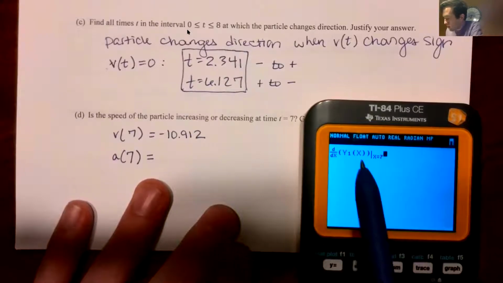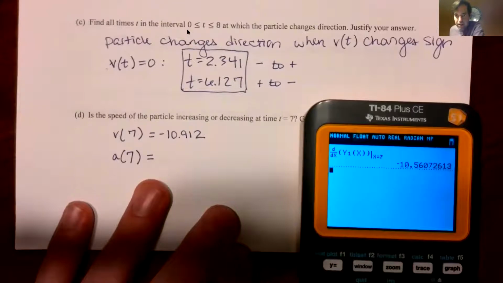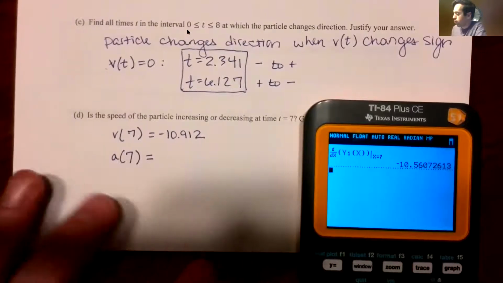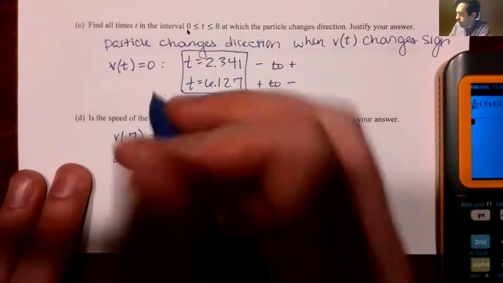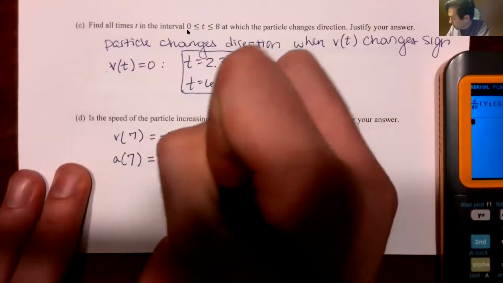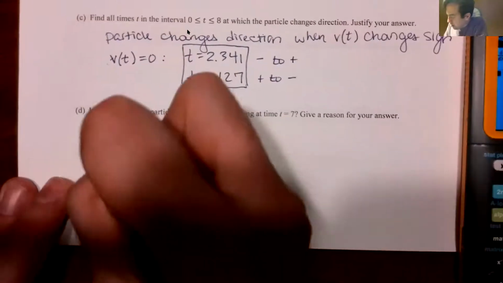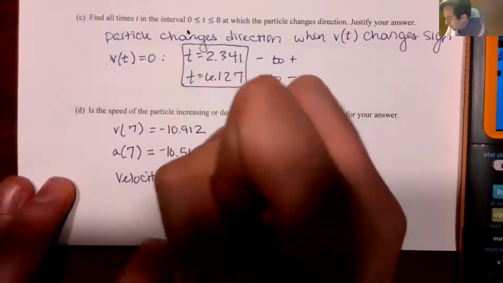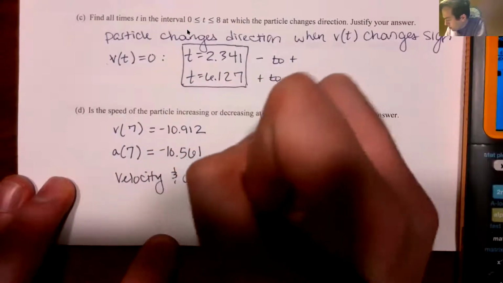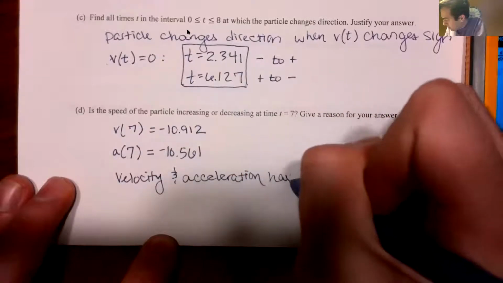And then in parentheses, I put an x. And then I want to evaluate when x is 7. And if I click enter, it finds the derivative at that point for me so that I don't have to do it by hand. We get negative 10.561. Okay, so we have our velocity and our acceleration. And so our conclusion can be that the velocity and the acceleration have the same sign.